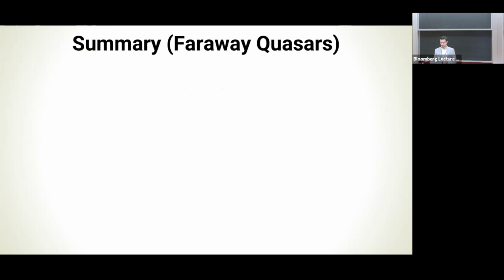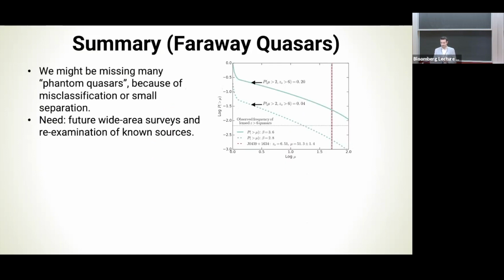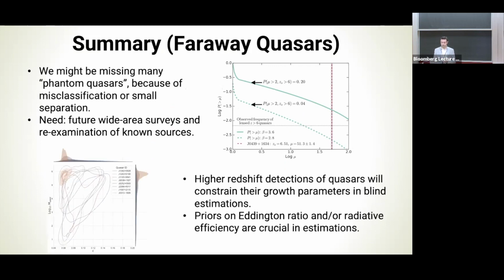So this is a summary of the first part, and no worries, the second part is much shorter than this. We might be missing many phantom quasars because of misclassification or small separations. Future wide area surveys and re-examinations of some known sources may be needed. Then higher redshift detections of quasars will constrain their growth parameters in blind estimations, and this is even more important if we have some priors on the Eddington ratio and/or radiative efficiency for these quasars.